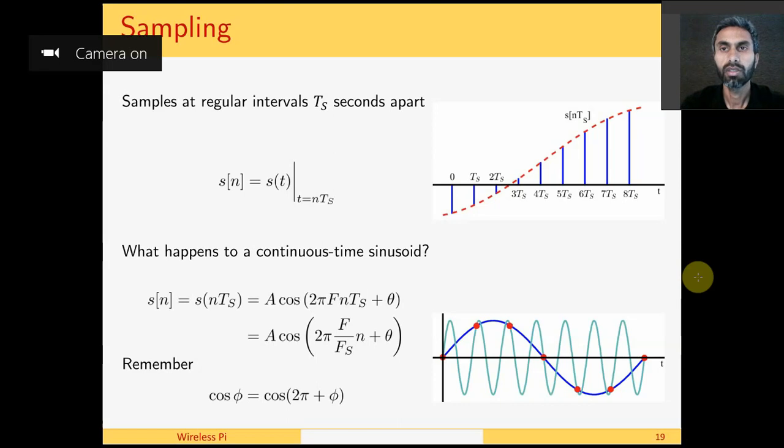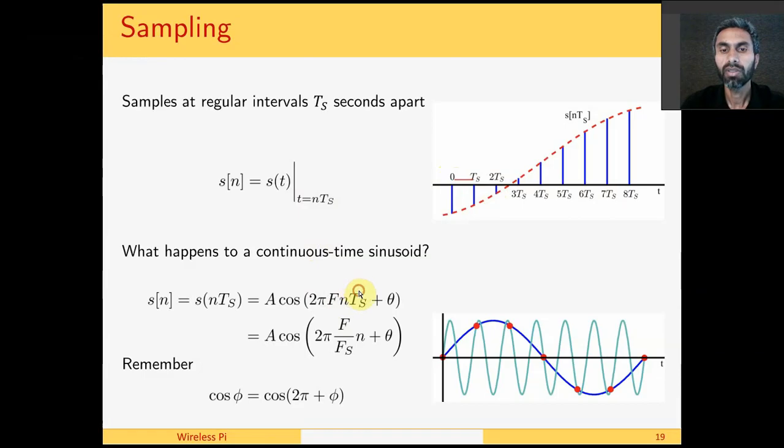Wireless communication signals are continuous time. To convert them into discrete time through the help of an analog to digital converter, we take samples Ts seconds apart. This Ts is called the sample interval and its inverse is fs, the sample rate. Let's see what happens to a continuous time sinusoid after sampling.